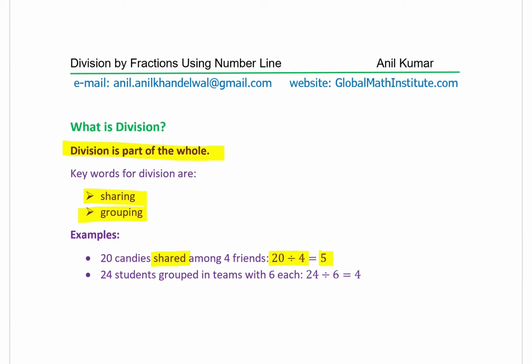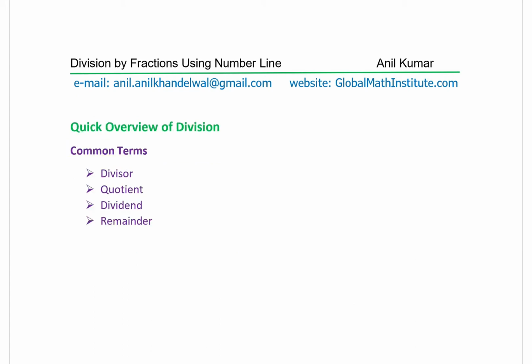Another application could be grouping, as I said. So we could say 24 students grouped in teams with 6 each. Now, the keyword grouping indicates that we are talking about division. 24 students grouped in teams of 6 each will form 4 teams, right? So that is how we connect them. And now I hope you get some idea of how to explain our junior middle school students the concept of division, right? Now let's talk about some more things about it.